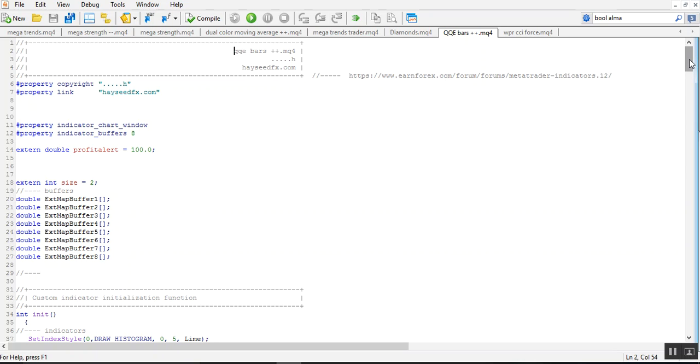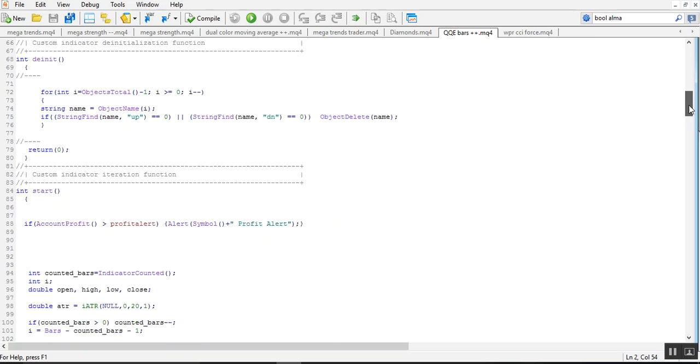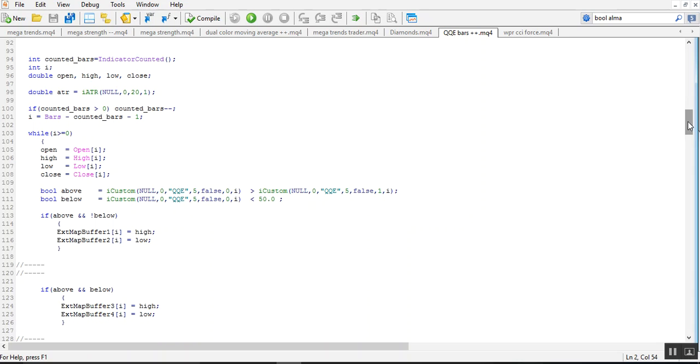QQE bars, okay. All this is doing is iCustom QQE, and I'll upload that also. If the QQE is greater than its signal line, it's above. If the QQE is less than 50, then it's below. Then below is true, and above is true in this case.